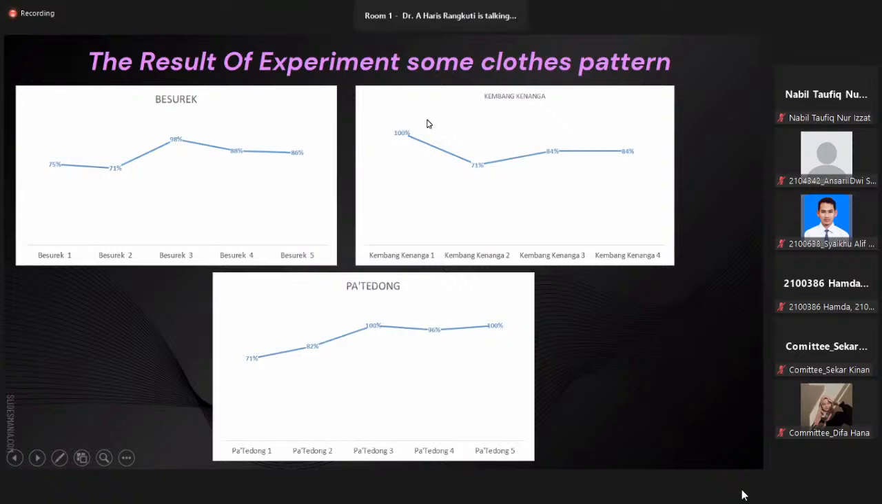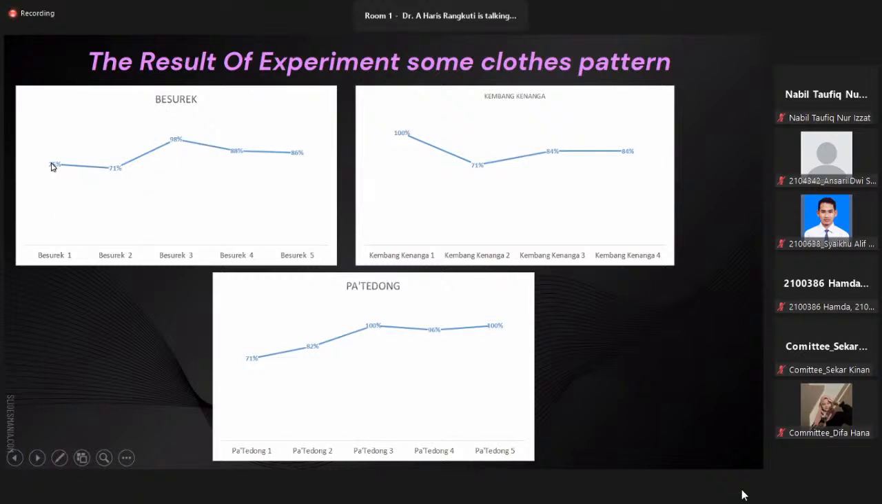I only chose some patterns to upload, not all, not per pattern. It's only some to show the experiments, but the details are in our journal.